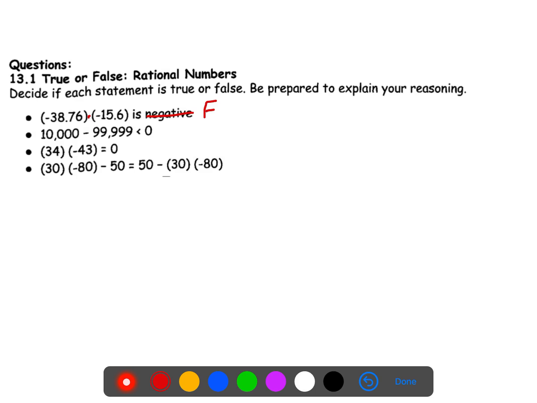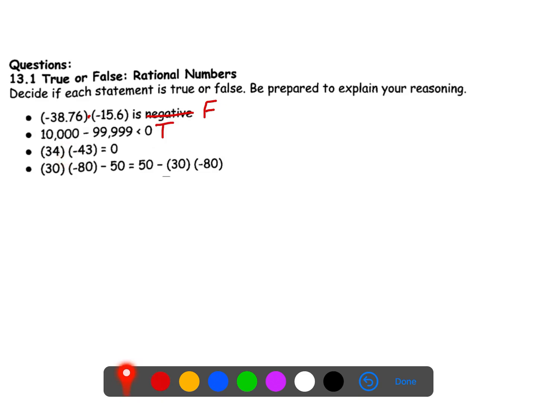For the next one, it's really important that you pay close attention to the place values, because it seems like the answer to 10,000 minus 99,999 would be 1, but it's really not. If you look closely, we're taking away almost 100,000 from 10,000. So that is going to give us a very negative number, and a very negative number is going to be less than 0. That would be a true statement.